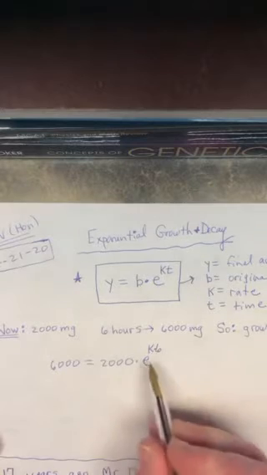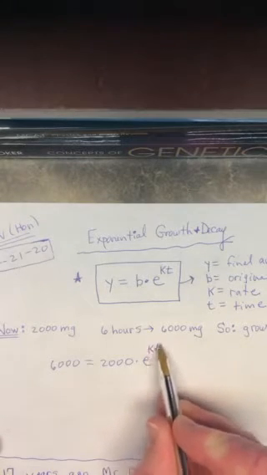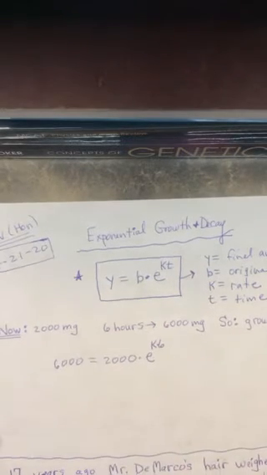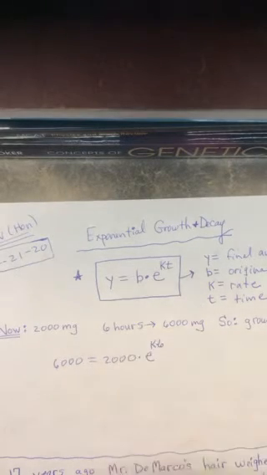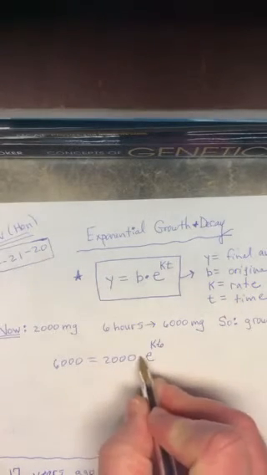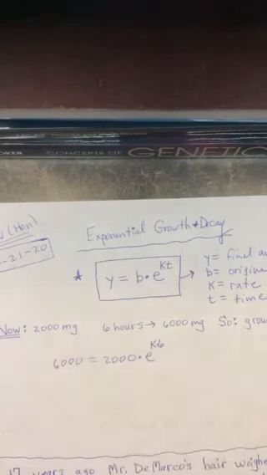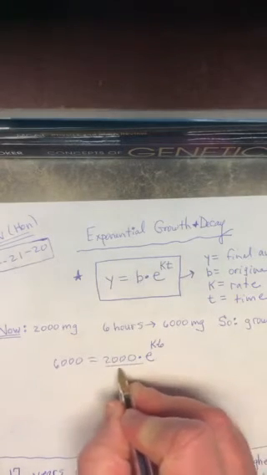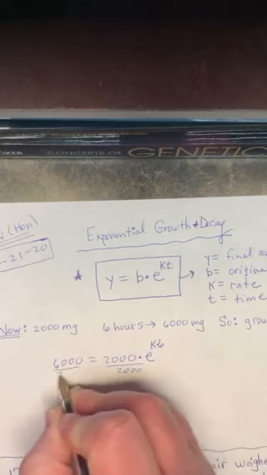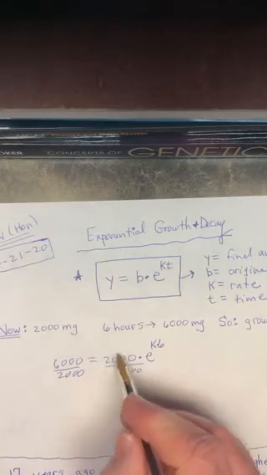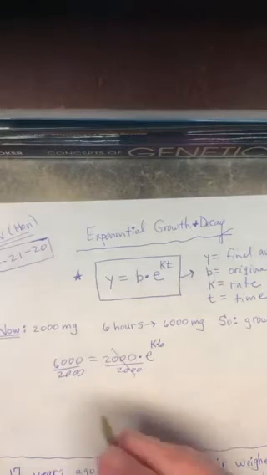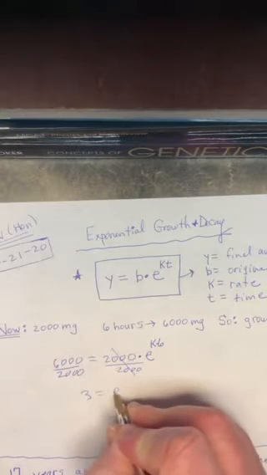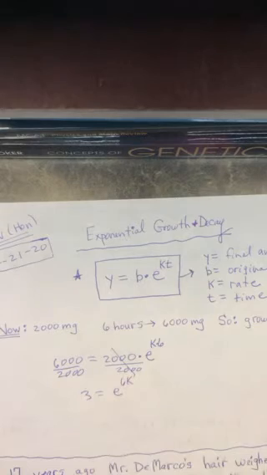Okay, our job is to get K by itself. Well, aren't we solving an exponential equation? So if my goal is to get that K by itself to calculate the growth rate, let's do this as easy as possible. Wouldn't we divide both sides by 2,000? The 2,000s would cancel. Obviously, 6,000 divided by 2,000 gives us 3 equals e to the 6K power.